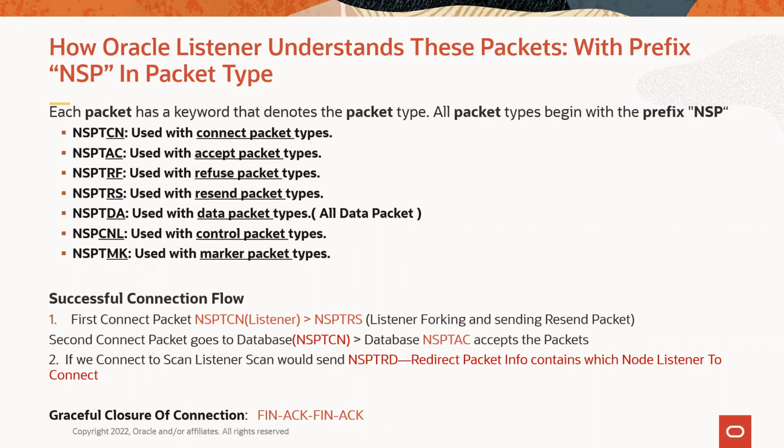What would SCAN do? It says, hey, I got your connection, so you have to go again and connect to the node listener. At the SCAN listener end, in the client trace, you can see a packet called the redirect packet. The redirect packet is issued only by a SCAN listener, and it has the information about which node listener the client should connect to. Again, it will be the same process. My client got the information that I need to connect to this particular VIP. Again, it would send a second connect packet, and the node listener would send the resend packet.